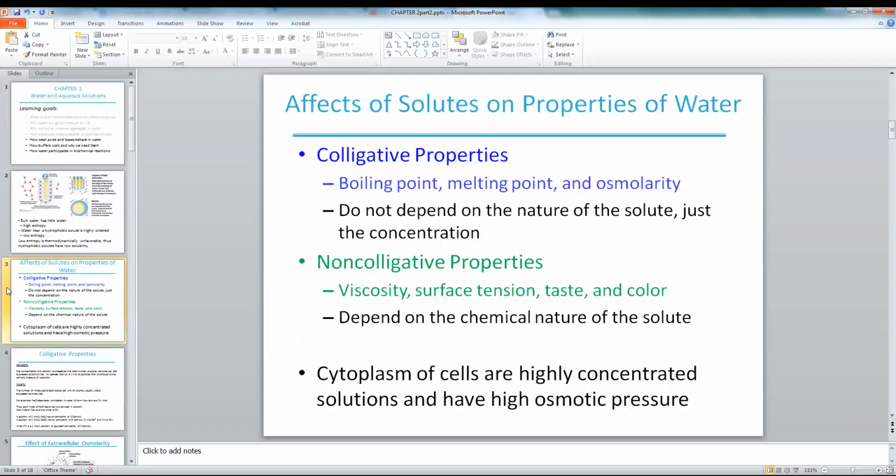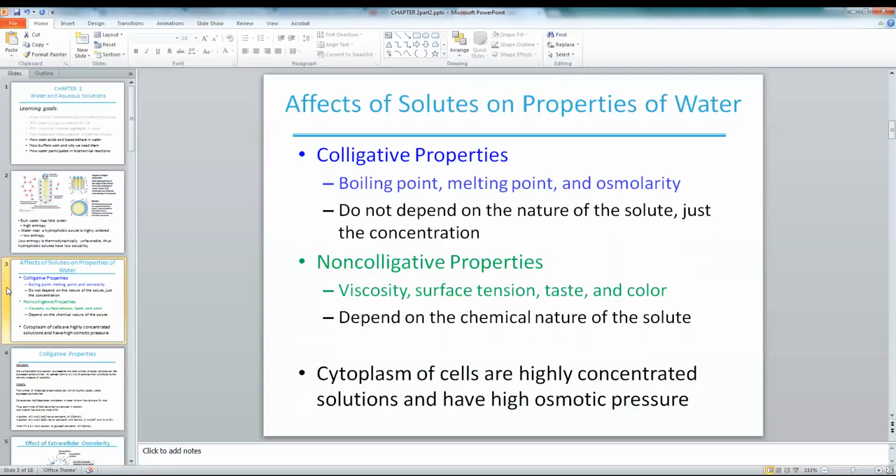If I were to take water and put something in that water, how does that change the behavior of the solution? If we think about colligative properties, those are properties that don't really depend on what the solute is, just what the concentration of that solute is. Those are things like boiling point, melting point, and osmolarity. Non-colligative properties are dependent upon the actual identity or the chemical nature of the solute. These would be things like viscosity or surface tension, taste, color, and obviously other chemical properties, say for example reactivity.